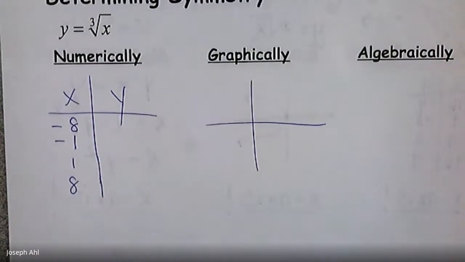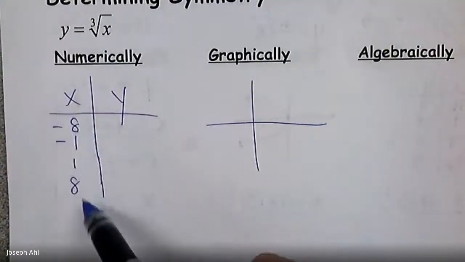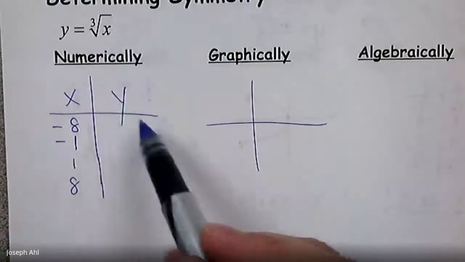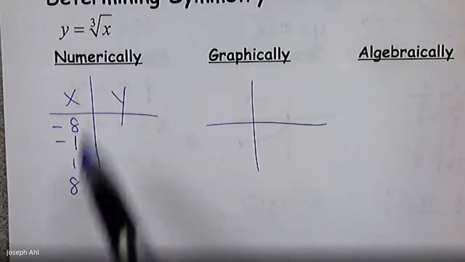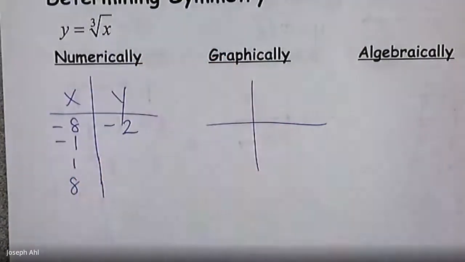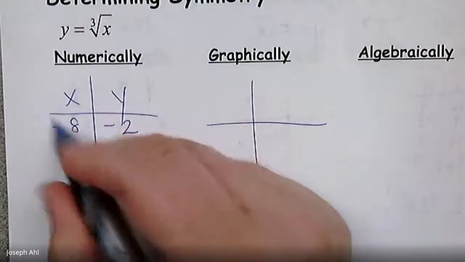All right, so why am I picking -8, -1, 1, and 8? Because these are all numbers that are perfect cubes, right? So that when I take the cube root of those, I can find some pretty nice y values here. All right, -8 would correspond with a y value of -2. The cube root of -8 would be -2, because -2 times -2 times -2 is -8.